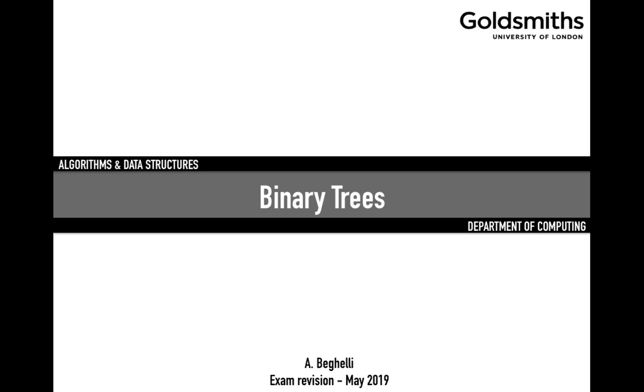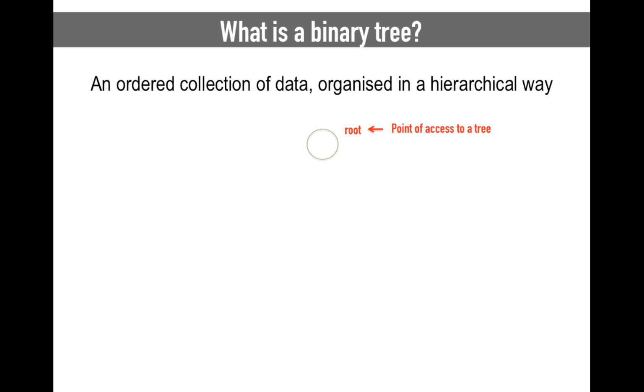So just for you to remember, a binary tree is an ordered collection of data, but unlike linked lists or stacks that are linear collections of data, this is organized in a hierarchical way. So we start with the first element of the tree, and the position of this first element is called the root, and this is the point of access to a tree. You cannot randomly access any piece of information of the tree. You have to start going to the root, and then you can traverse the tree.